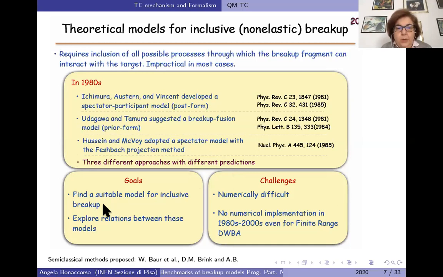So in the end, one wanted to have a model for inclusive breakup, which means the core is the only thing which is measured, to see whether we can understand what happens among these various models. And of course, it's numerically difficult because in these fully quantum mechanical models, you have to take into account everything, all interactions and time dependence. There is no question of discussing trajectory because it's just quantum mechanics. So there were 20 years in which almost nothing happened, apart from semi-classical methods: Bauer was one, and Brink and myself were the others.